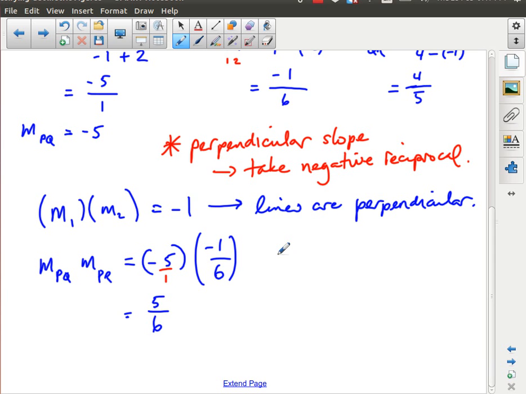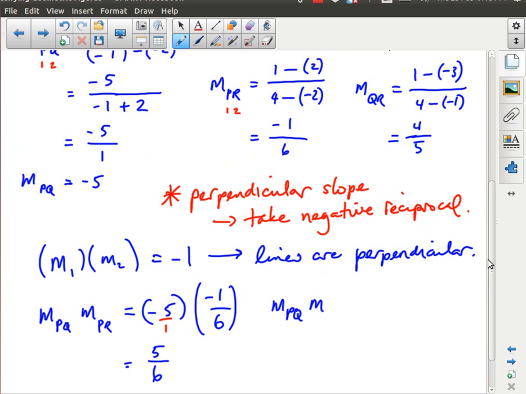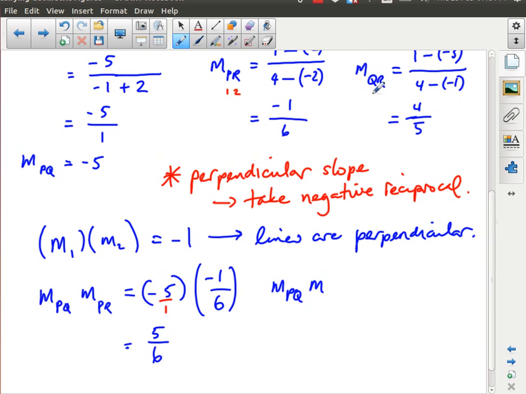So now let's take a look at another one. MPQ times MQR. We already did PR, so let's do QR. So MPQ, once again, is -5. MQR is 4/5.